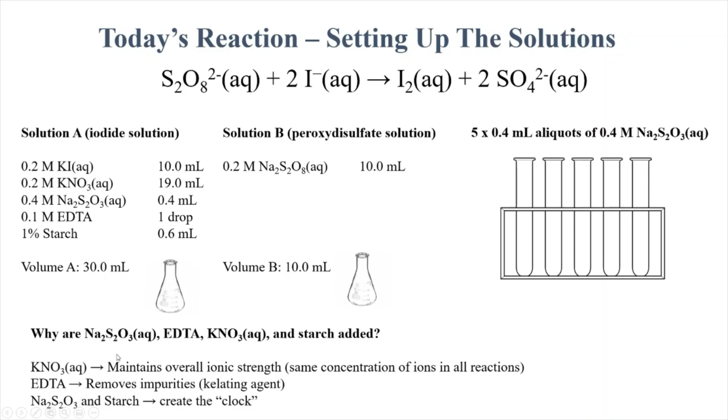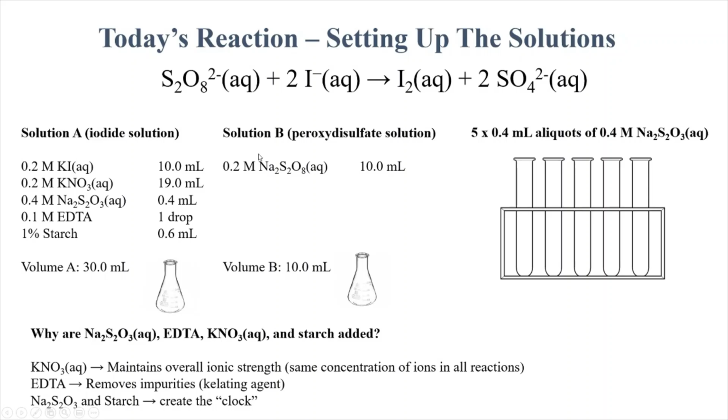Now, what are the purposes of these other things that are not in our reaction? We're going to talk about that now. The KNO3 is really important. When we mix these things together, we want to make sure that at all times we have the same number of ions in solution. In this experiment, we're going to create a couple of different forms of solution A and change some things around. Most notably, the reason for changing things around is to change the concentration of I- and of Na2S2O8.